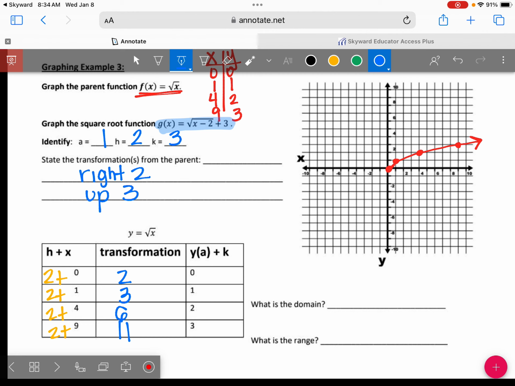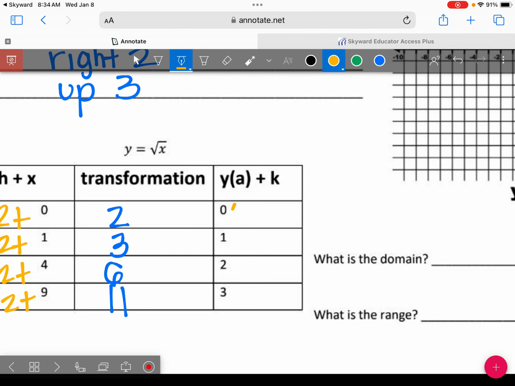For your Y values, we do 2 things. The first thing we do with Y is multiply it by A. The second thing we do is add K. So A is 1 and K is 3. So I'm multiplying these numbers by 1 and adding 3. Now, when you multiply a number by 1, it doesn't have an effect, so we really don't have to write it, but I don't want you to forget that we multiply Y by A, so I'm going to write it anyway. So you're taking 0 times 1 plus 3, 1 times 1 plus 3, 2 times 1 plus 3, and 3 times 1 plus 3. I'll give you a minute to get those 4 numbers.